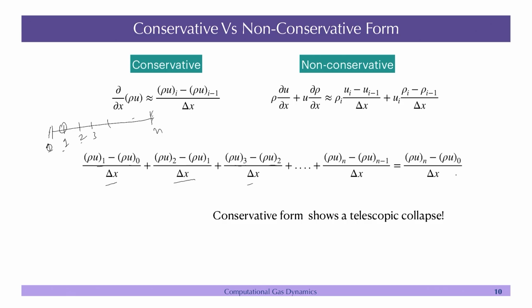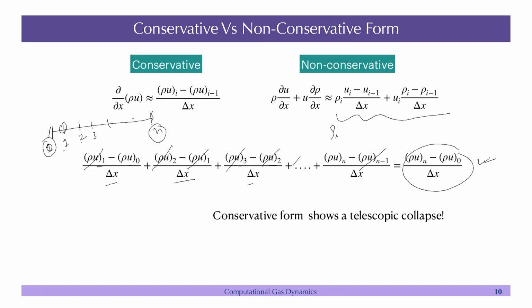If you add all of them, then rho u 1 will get cancelled out with this one, rho u 2 gets cancelled out with this one, and similarly rho u 3 will cancel out with something else, and ultimately you will have the effect of the value at n and the value at 0, which is rho u n minus rho u 0 by delta x. That is what you expect if you are really respecting the conservation laws. If you sum it from 0 to n, you will have only the boundary effects, which is what happens when you use the conservative form. If you use the non-conservative form, you can go back and check.